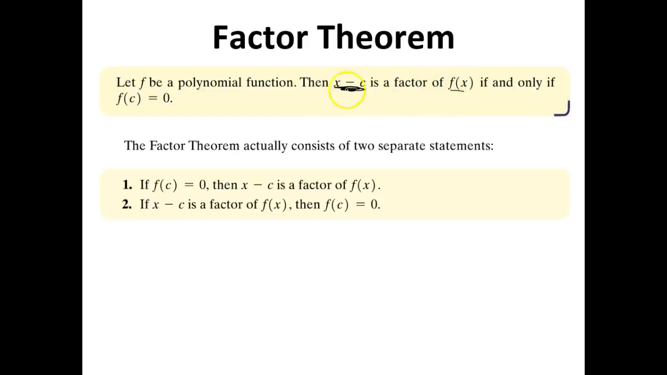So this is a factor if and only if f of c is equal to 0. So if we take c and we put it into the function and get 0, then we can be confident that this right here is a factor. And what that does, it helps us actually factor these things. So it really consists of two separate statements. If we know that a number gives us a 0, then x minus that number is a factor. Or alternately, if we know x minus a number is a factor, then we know that f of that number is 0. Those two things.